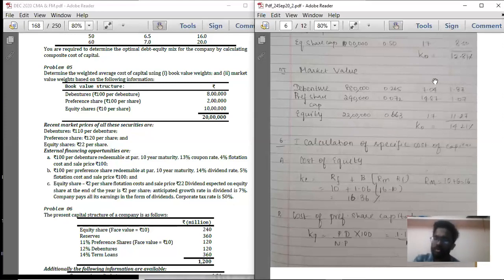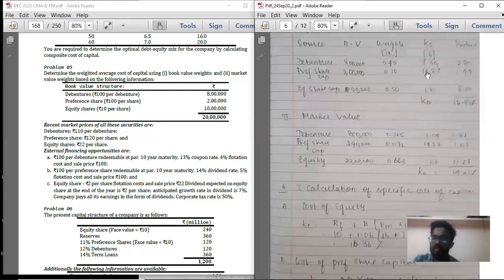So now, what is KS? What we calculated in statement number 1, that is 7.04 for debentures. In respect of preference share capital 14.87. And in respect of equity 17. Now multiply weights with the cost of the different sources.